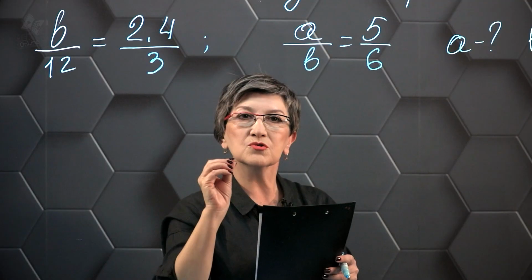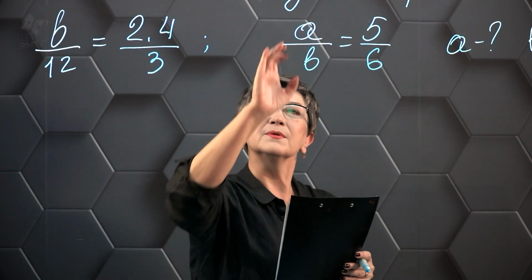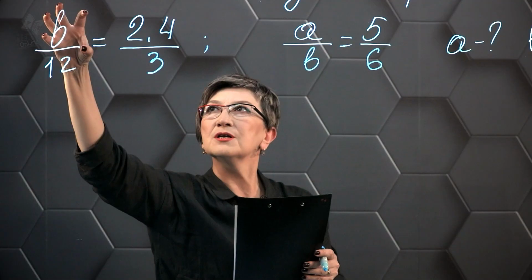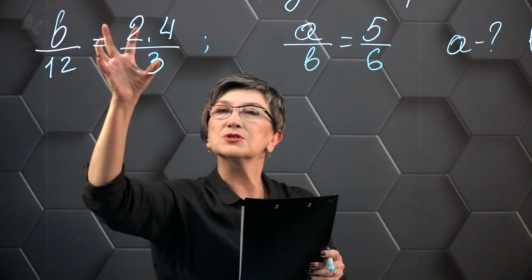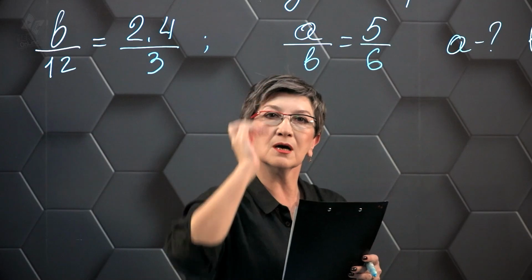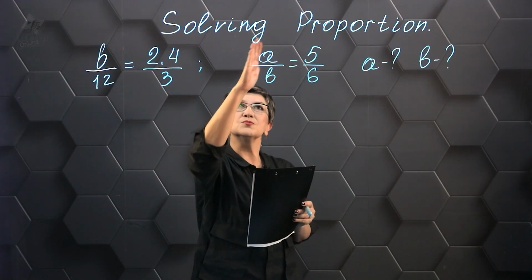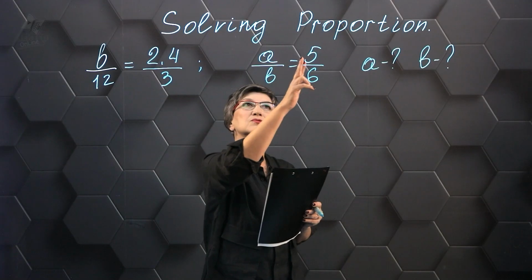In this assignment, we need to find the value of b, and when we find the value of b from the first proportion, then we will substitute that value into the second proportion and find the value of a. You may have a question. Why can't we say that a equals 5 and b equals 6?